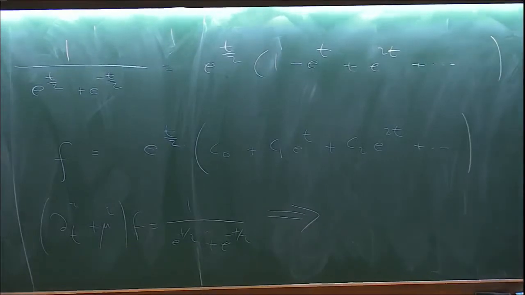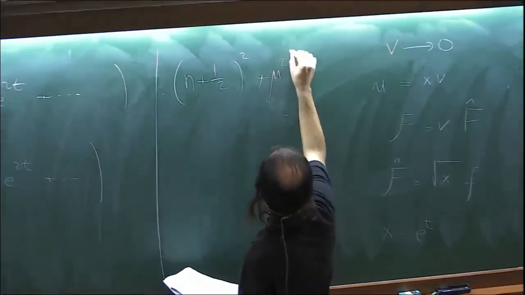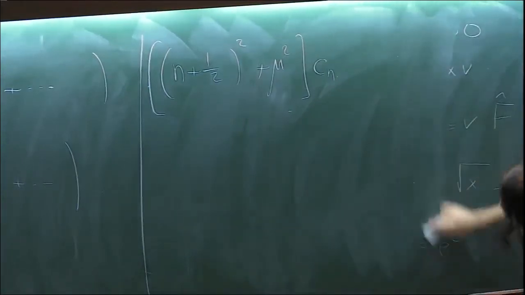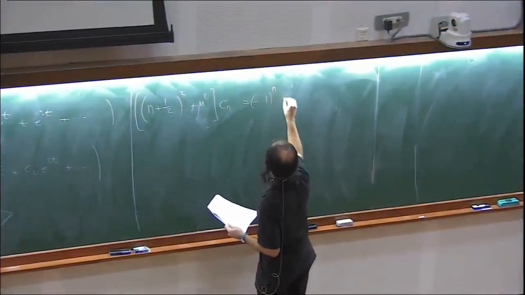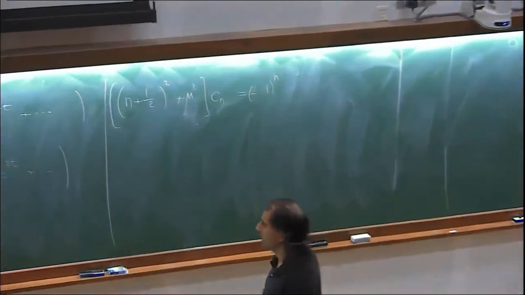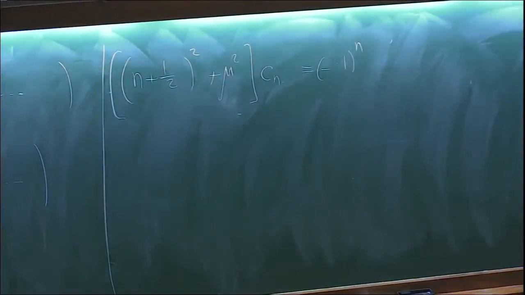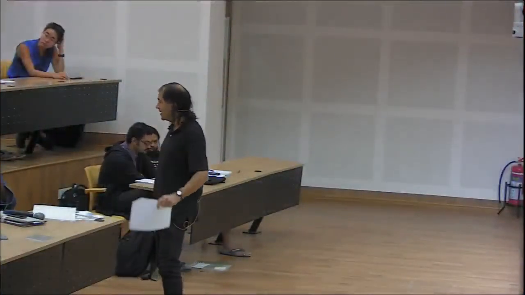Okay, I just learned that n plus a half squared plus mu squared times Cn equals minus 1 to the n. Okay? All right, so I found a solution. So I know what these coefficients are. I'll write it down in a second. But let me give this solution a name. This is a solution of the differential equation which is analytic as x goes to 0. And never mind the overall e to the t halves out in front. Okay, but it's a solution that's well behaved and analytic as x goes to 0. Yes?